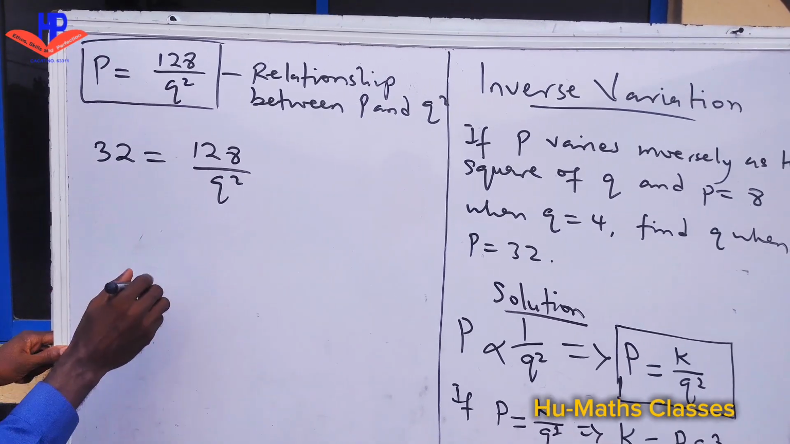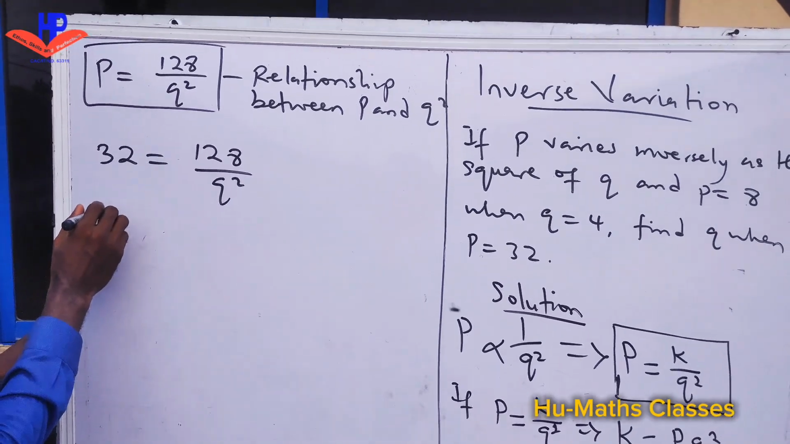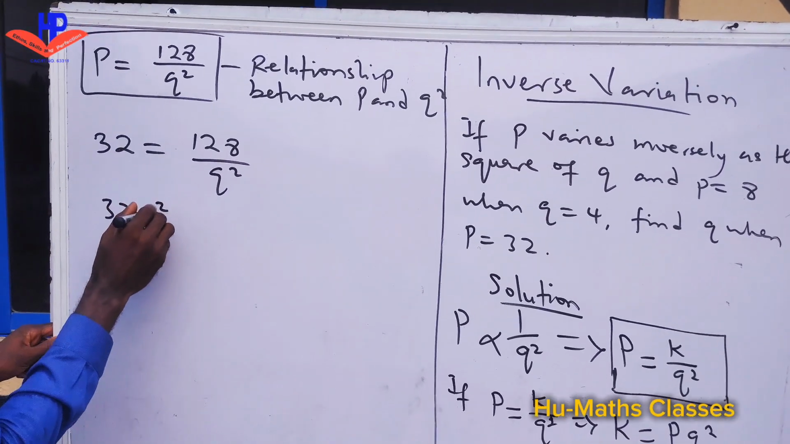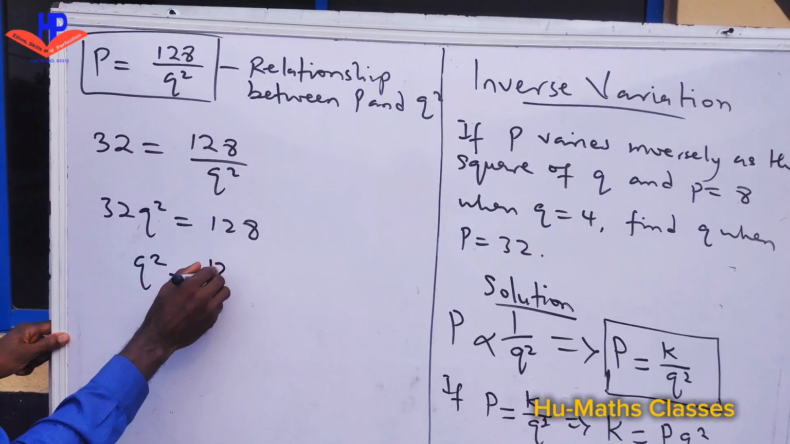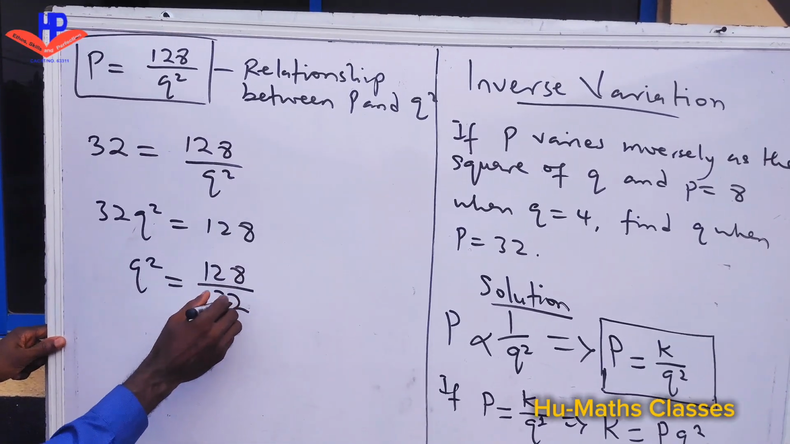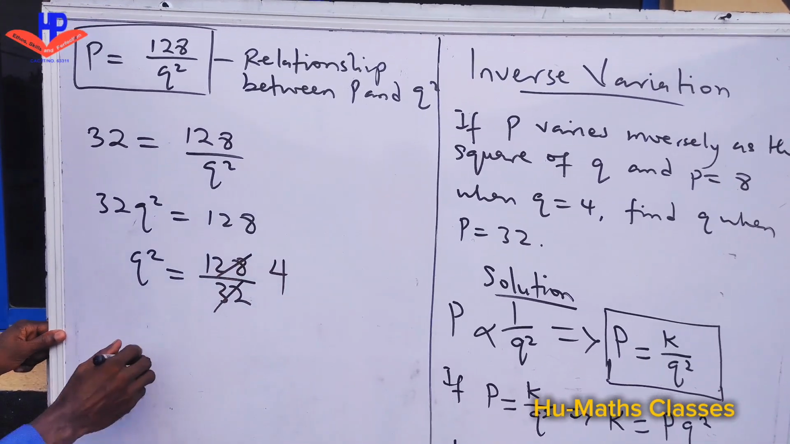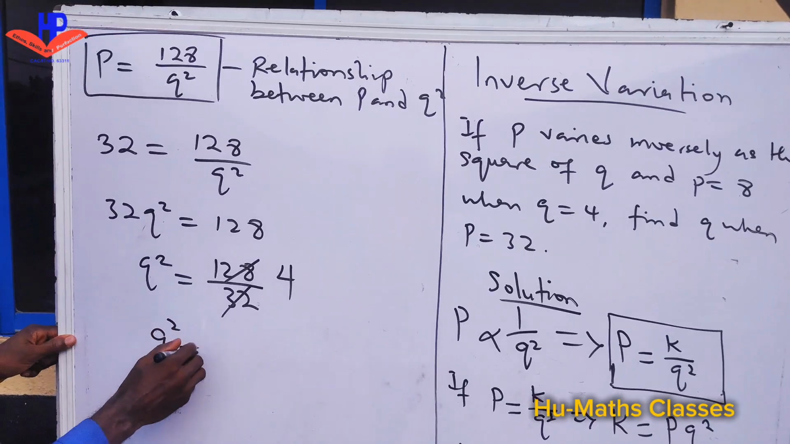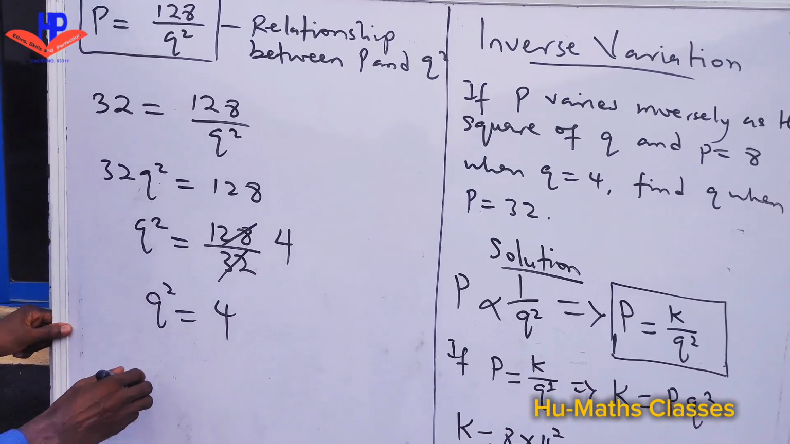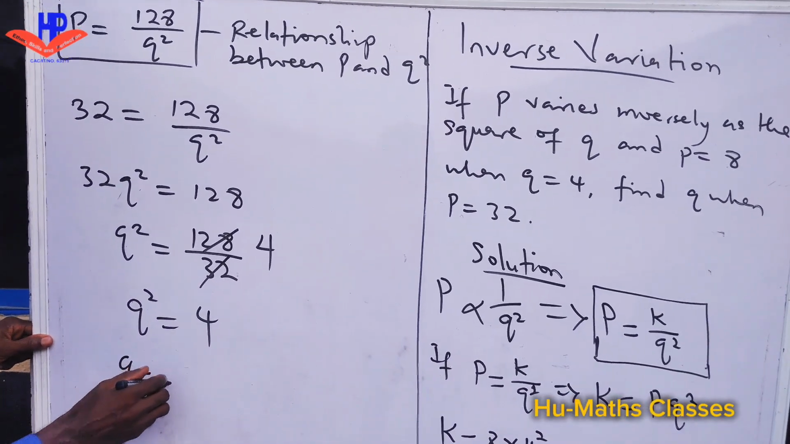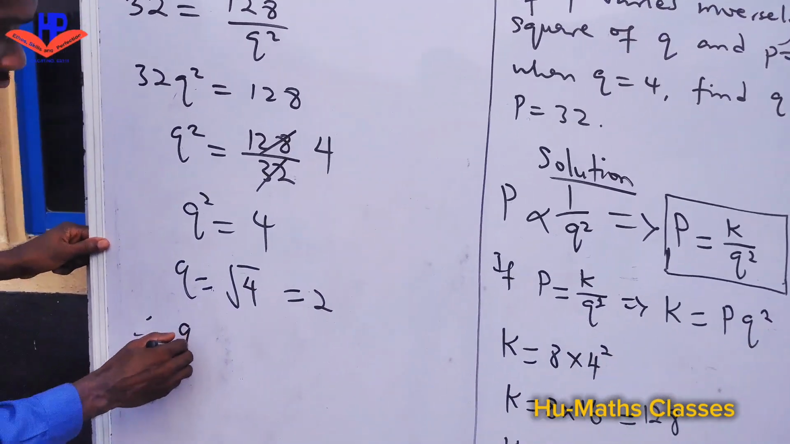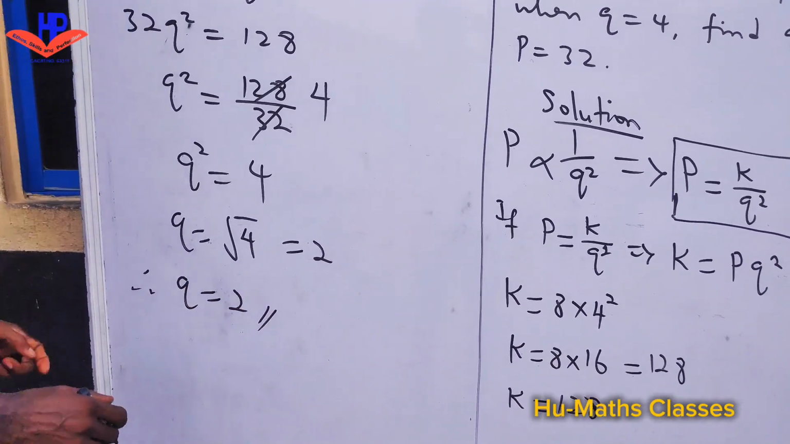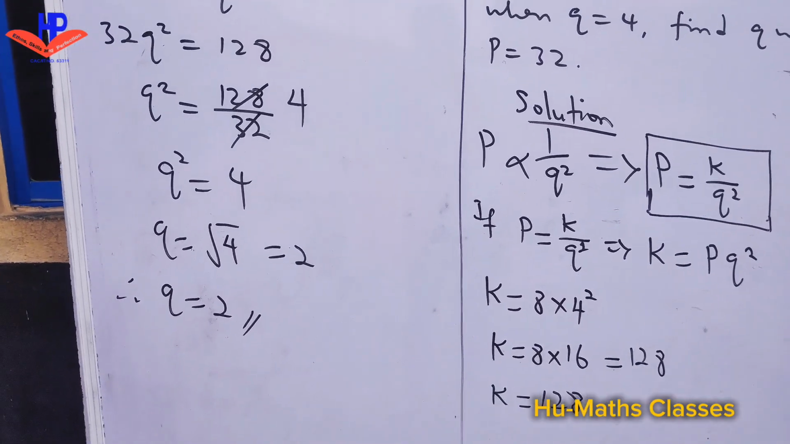So if we cross multiply, we'll have 32 Q squared is equal to 128. Our Q squared will be equal to 128 divided by 32, and that will give us 4 as a result. Then our Q squared is equal to 4. To make Q stand alone, we have Q is equal to the square root of 4, and that will give us 2. So therefore, our Q is equal to 2. That's the final result.